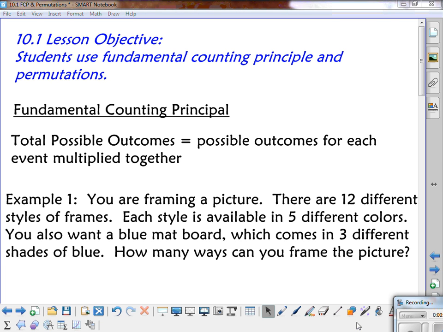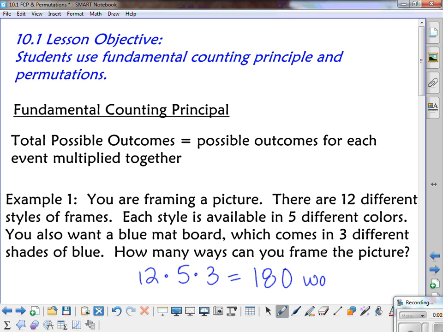But then I also want to use some blue mat board, which comes in 3 different shades of blue. So now I can take each of those 60 frames and match them up with 3 different blue mats, right? And so if you just multiply them all together, you get all the possible ways that you could frame your picture, and it would be 180 ways. So I hope you're not indecisive, because it might take you a while to decide which one you want.